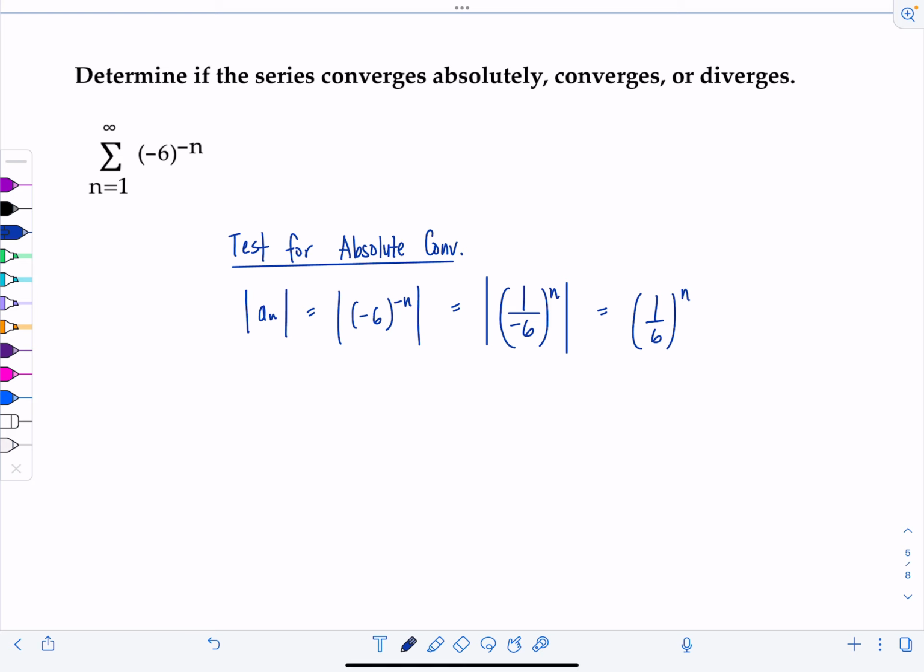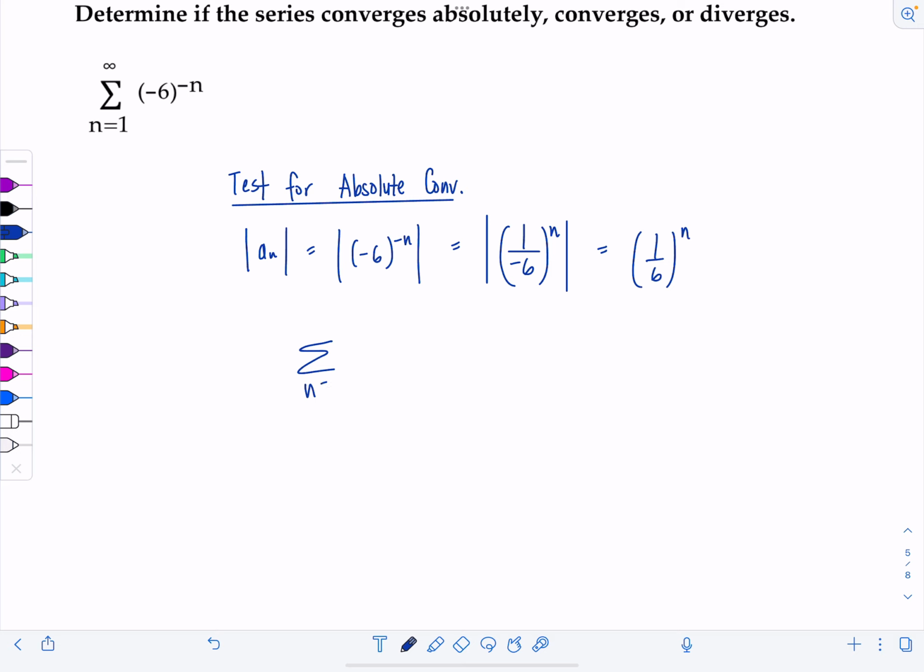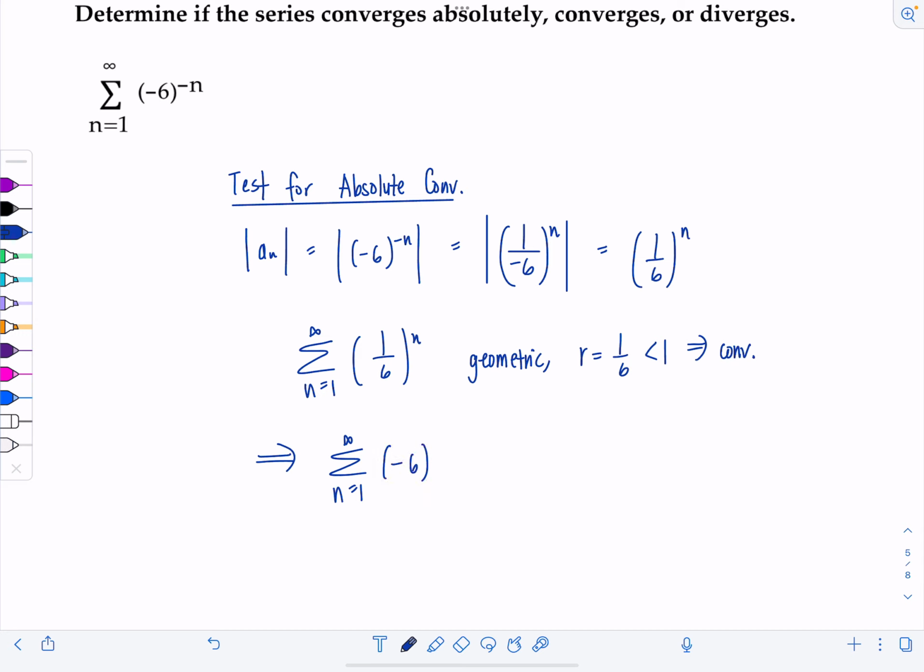And then if you take the absolute value, that's just 1 over 6 to the n. Well, what can we say about the sum, n equals 1 to infinity, of 1 over 6 to the n? Well, it's geometric, isn't it? r is 1/6, which is less than 1, which means it converges. So if I just showed that the absolute value of the original series converges, then that means the sum, n equals 1 to infinity, of negative 6 to the negative n converges absolutely.